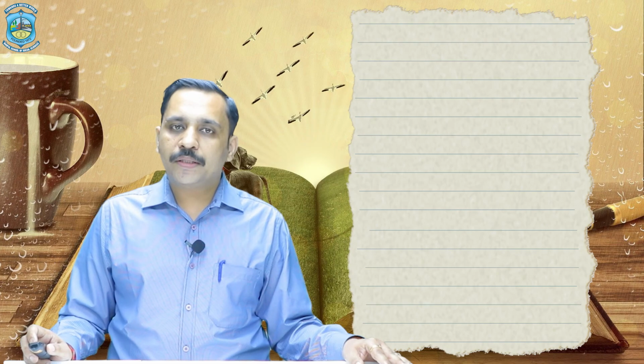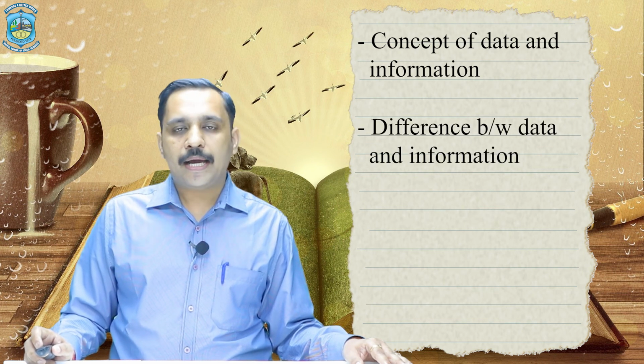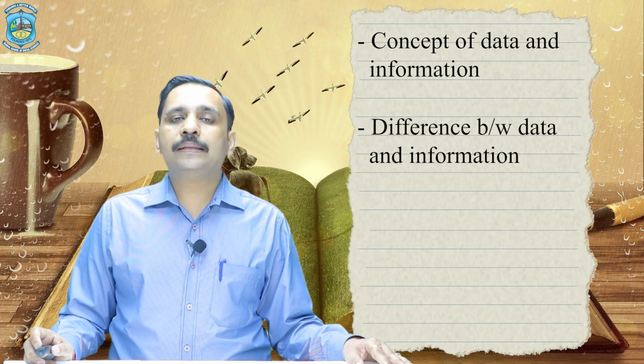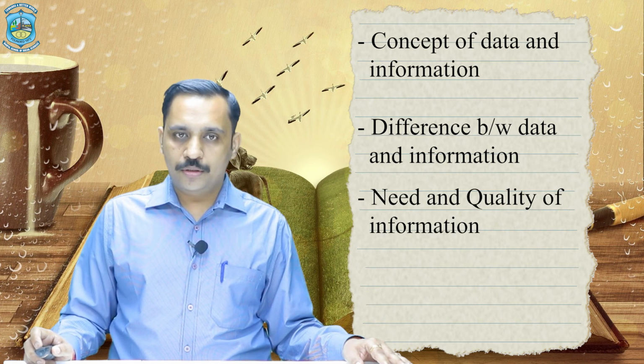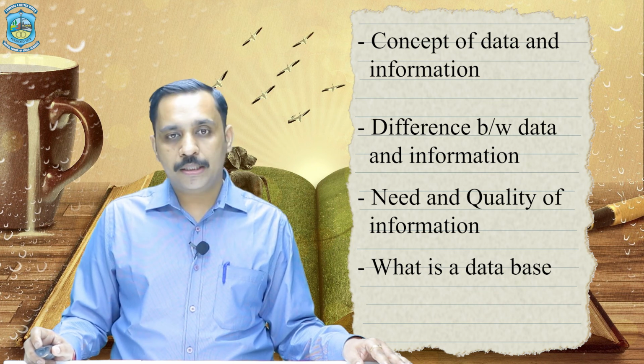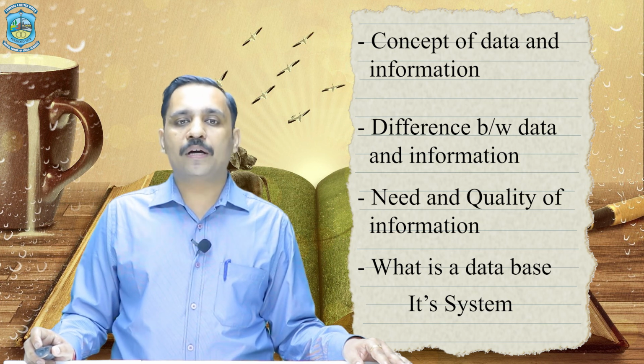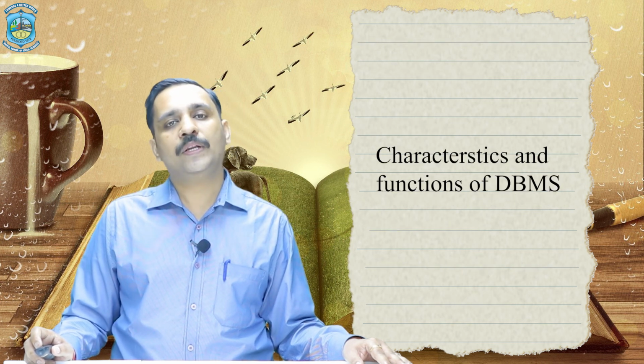Let us look back at what we have covered in this module. We started with the concept of data and information. We have seen the difference between data and information. We have seen the need and the quality of information. We have seen what a database is, what database management is, what a database management system is, and finally we covered the characteristics and functions of a DBMS.